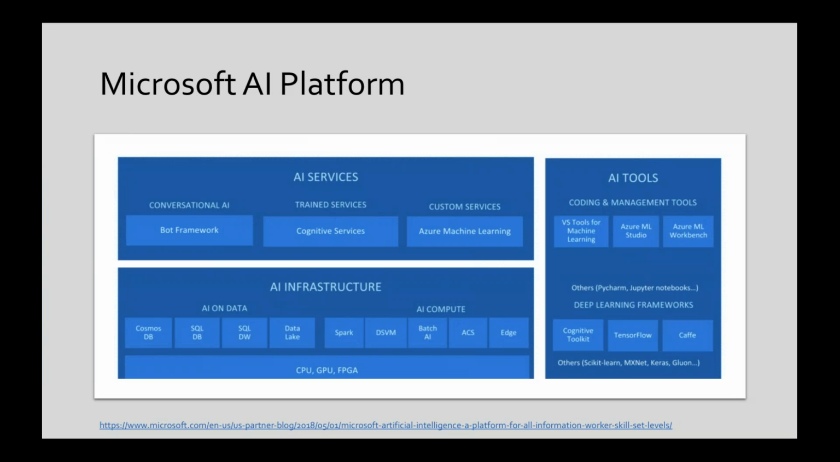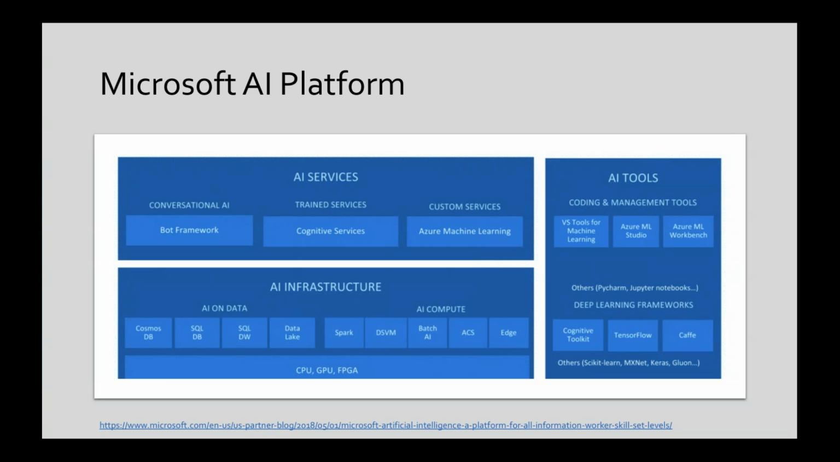So quickly, the land of AI at Microsoft: services are categorized into infrastructure, cognitive services, bot frameworks, and machine learning services, and then the whole tooling stack to support it, from Visual Studio to Azure ML to different types of toolkits available, including deep learning frameworks like TensorFlow. We have pretty much all of that in the Azure land.